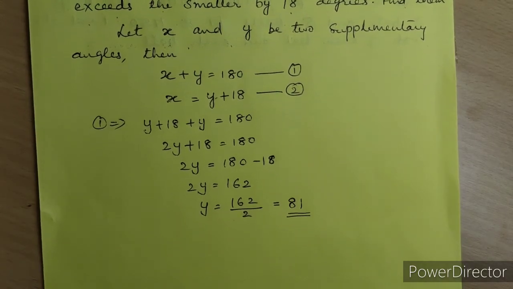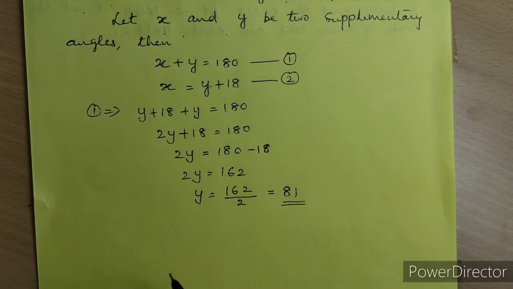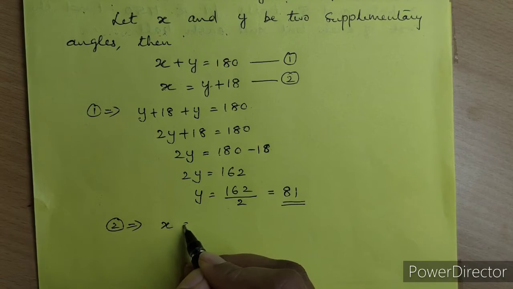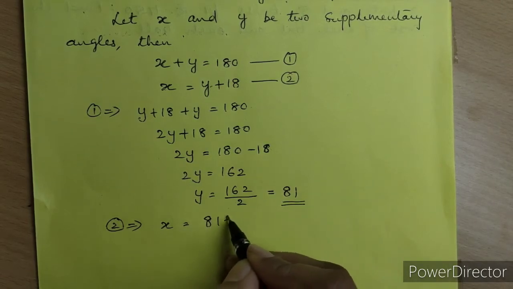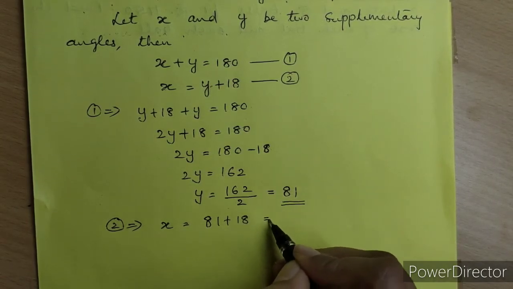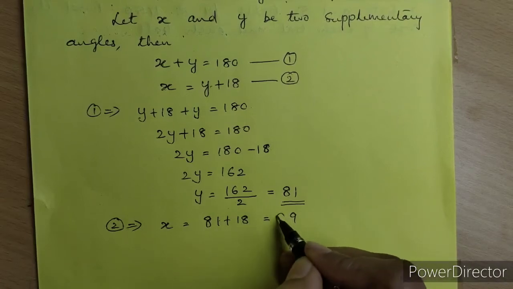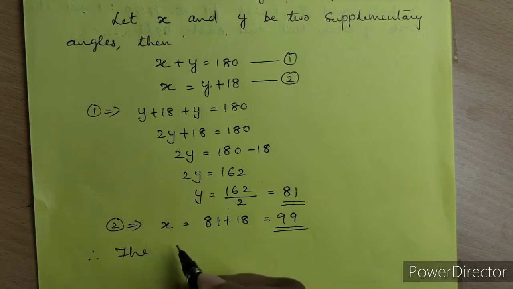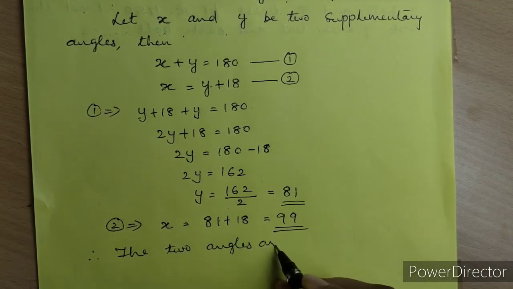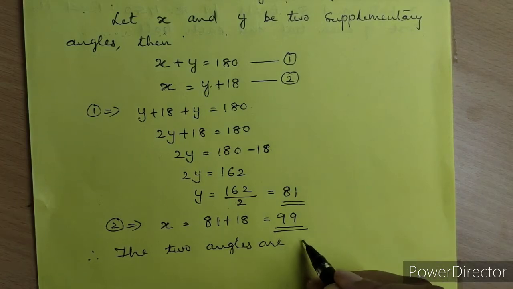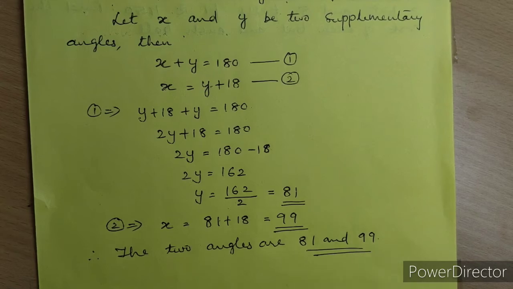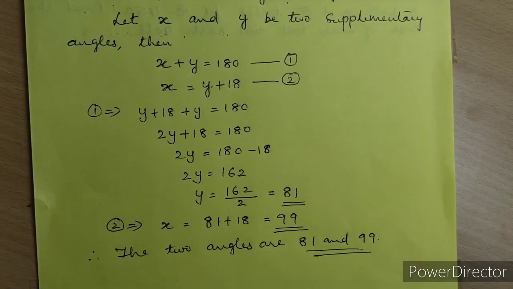Now what should you do? Substitute that y value in the second equation. x is equal to y plus 18, that is 81 plus 18, which is equal to 99. So therefore the two supplementary angles are 81 and 99. So this is the answer.